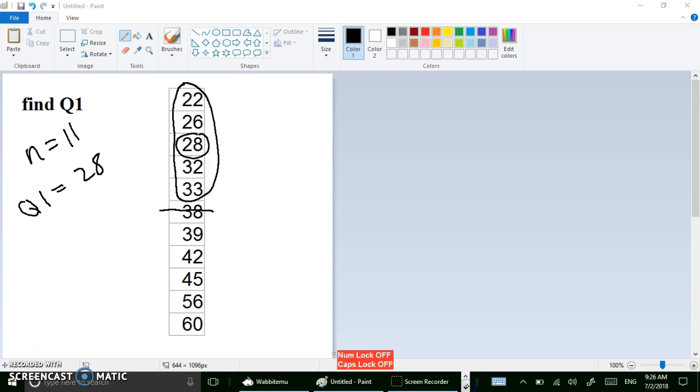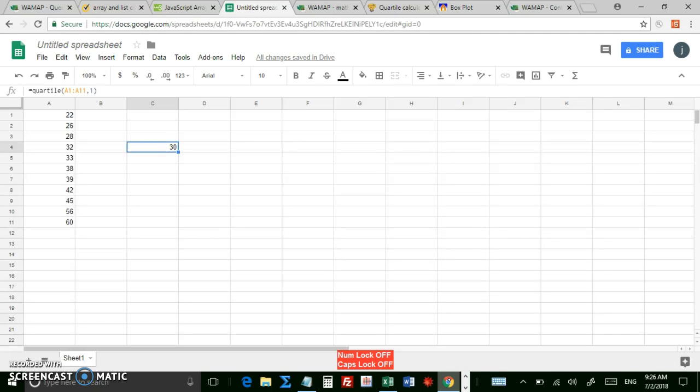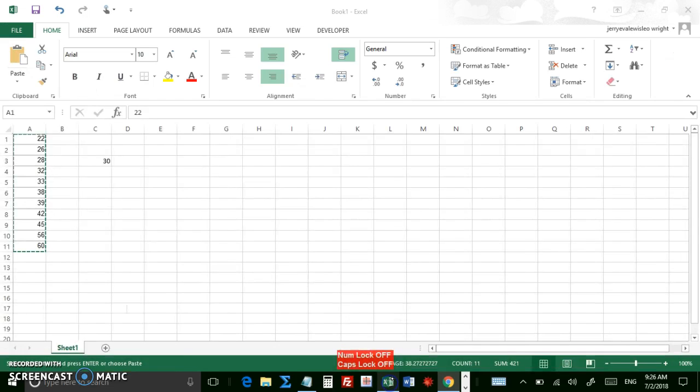However, let's take a look at Google. Let's start with Google Sheets here. I typed the same numbers in Google Sheets, and I typed in QUARTILE(A1:A11, 1). They say the answer is 30. Microsoft Excel, same thing. I typed in the same numbers. I did QUARTILE; actually, you can do A:A for the whole column, comma 1. They say 30 as well.